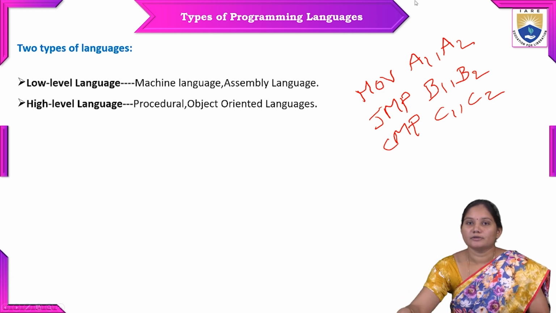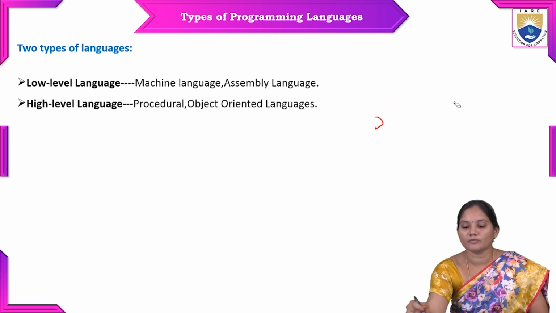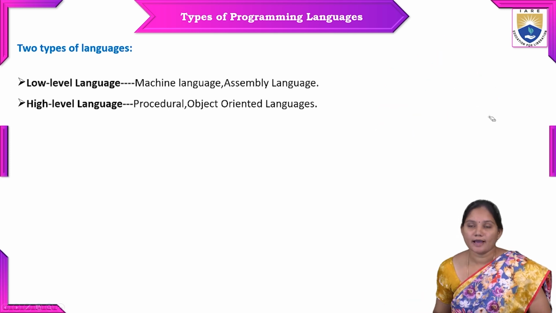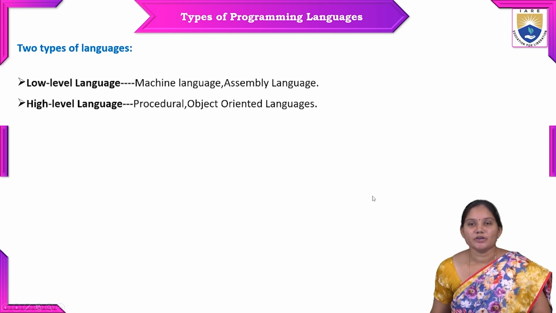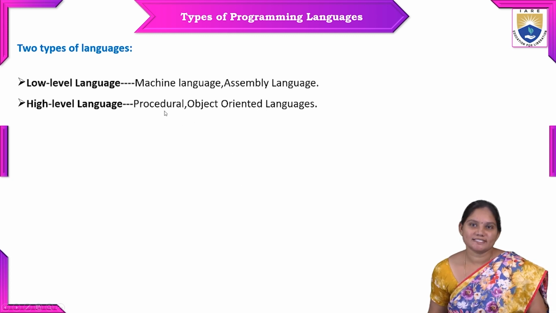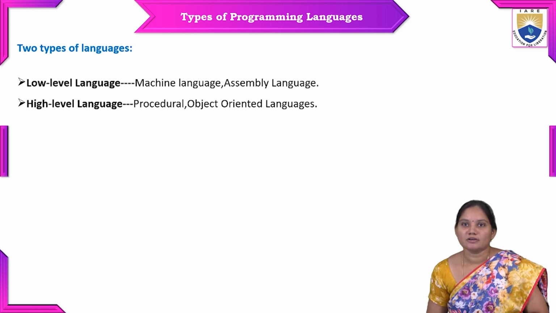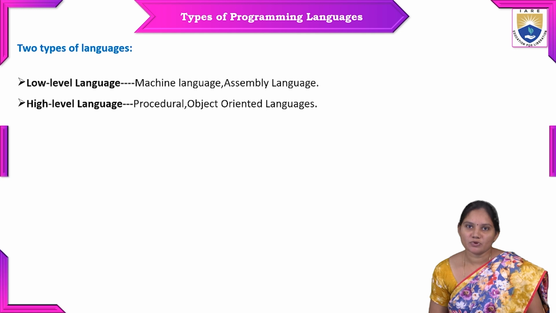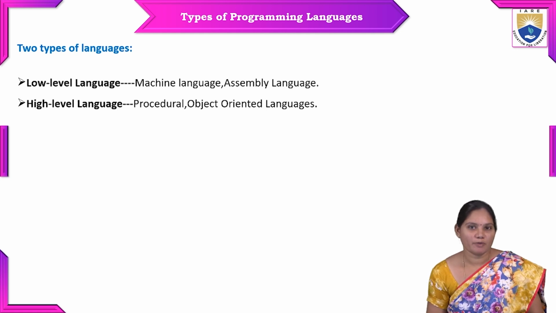And the next one is high level language. High level language is nothing but a user friendly language. By using this high level language we can develop software applications. The examples of high level languages are C, C++, Java, Python. So many languages are in the high level language category.